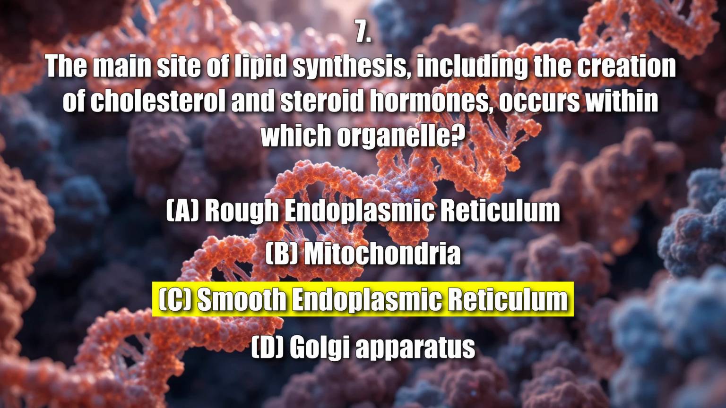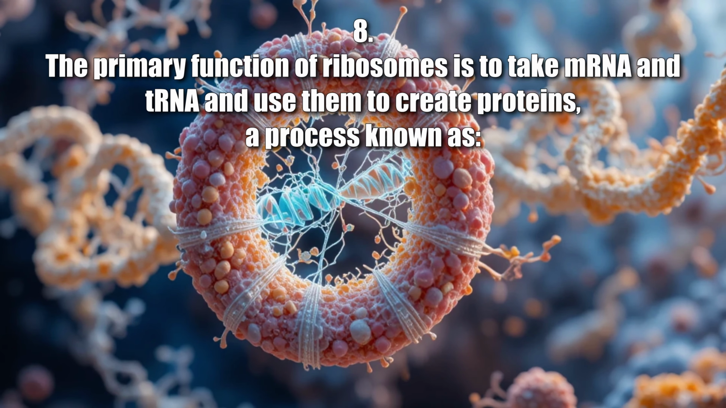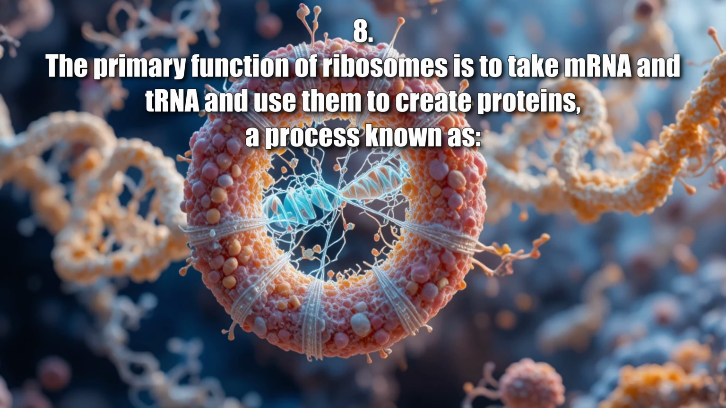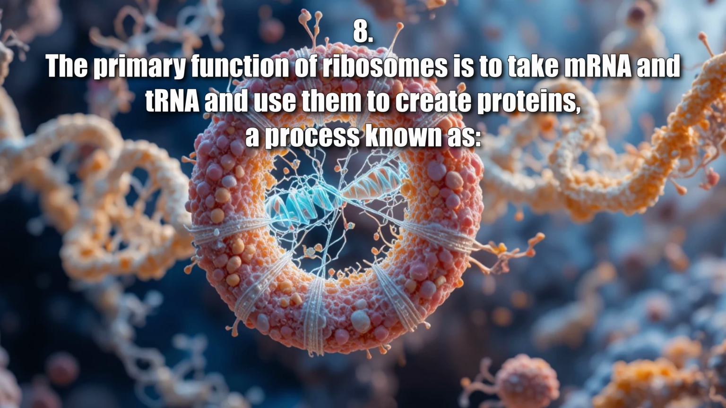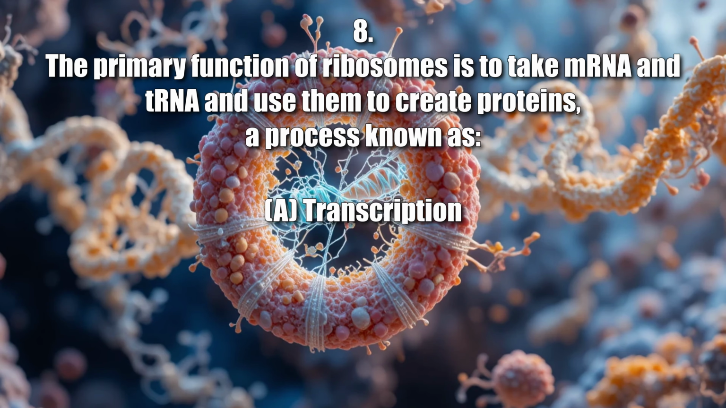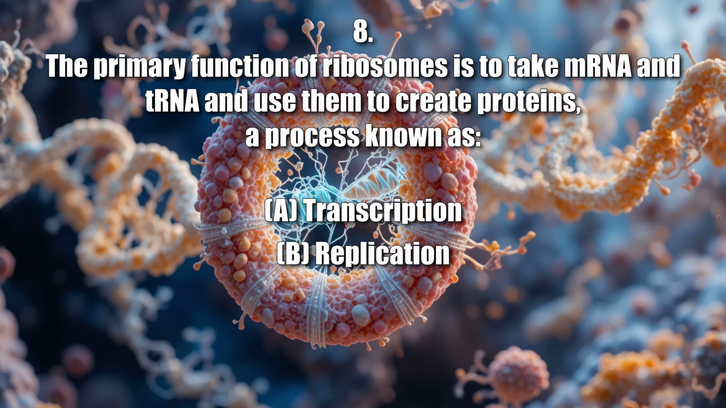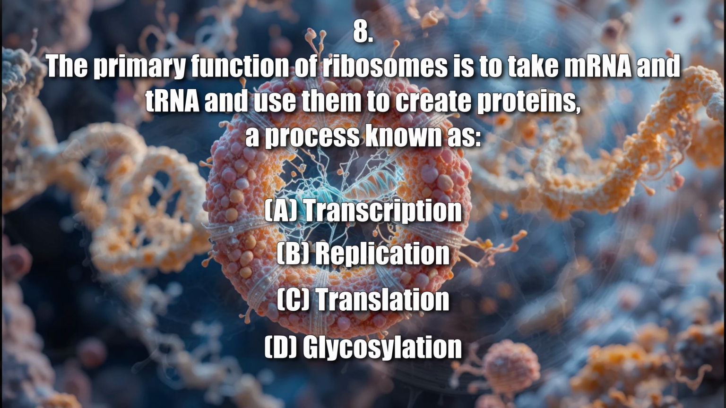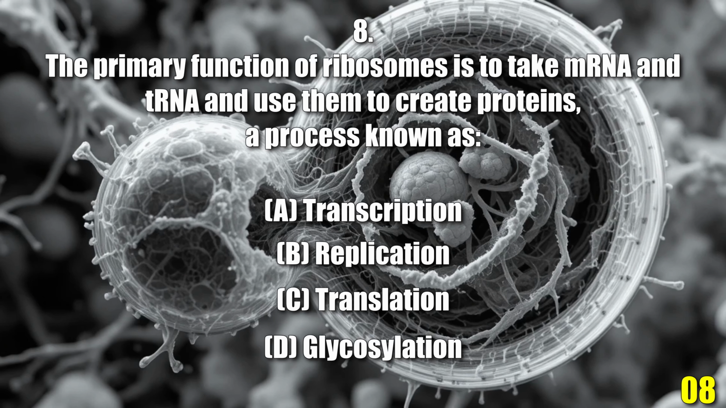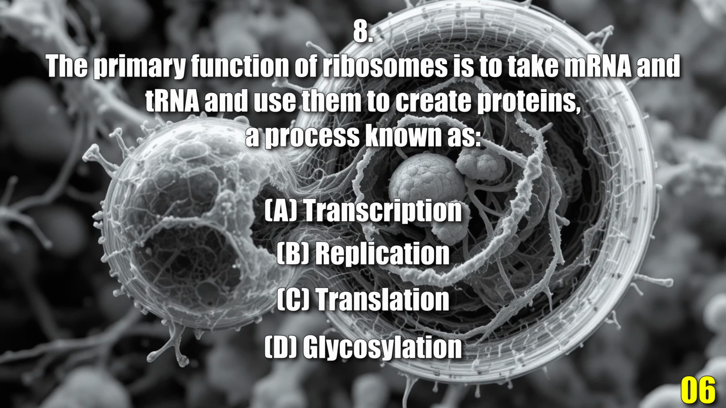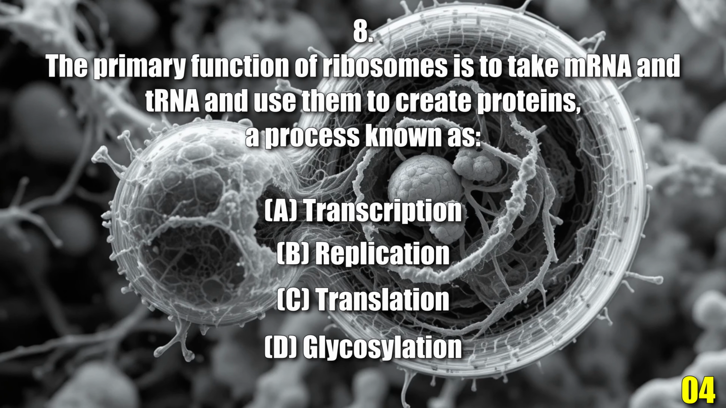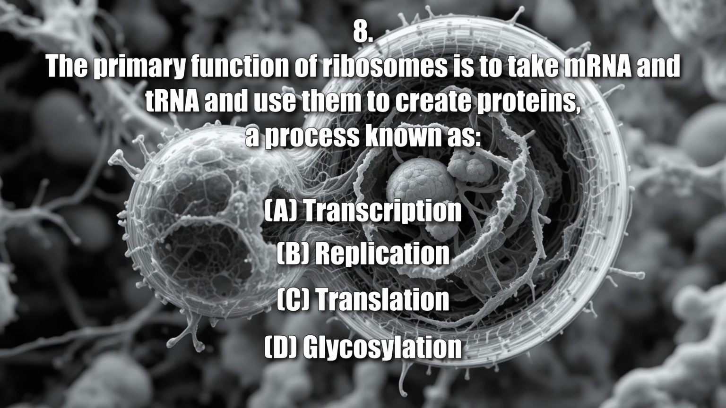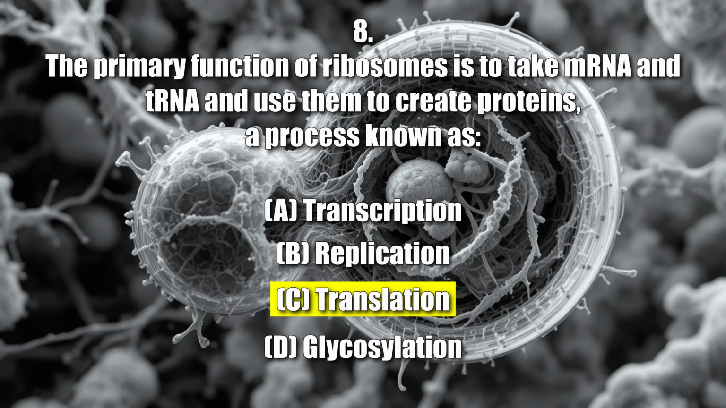Smooth endoplasmic reticulum. 8. The primary function of ribosomes is to take mRNA and tRNA and use them to create proteins, a process known as A. Transcription. B. Replication. C. Translation. D. Glycosylation. The correct answer is C.